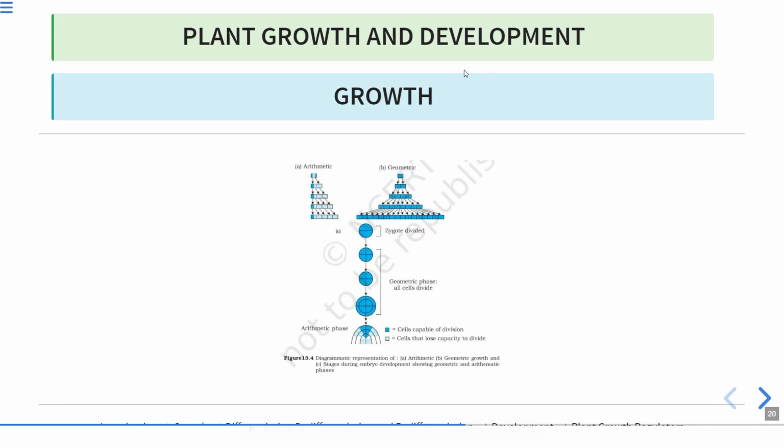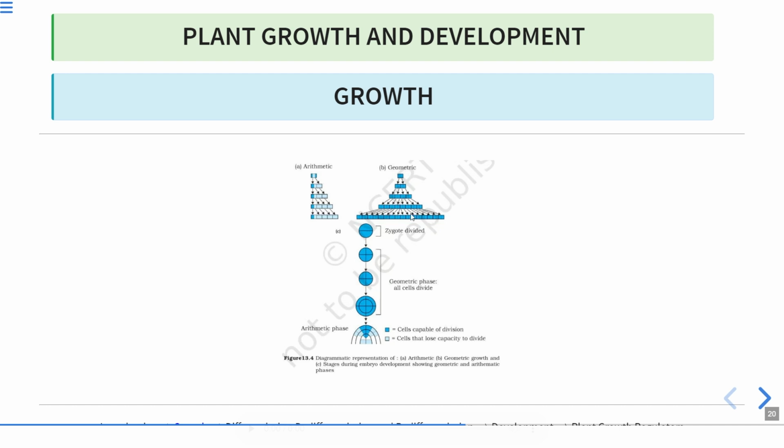Here you can see two forms. A is the arithmetic, and B is showing the geometric. In the case of geometric, one cell was there. It gave rise to two cells. Now each cell gives rise to two cells, so there are 4 cells, then 8 cells, and so on. So what do you deduce from this representation? In the geometric case, the number of cells keeps increasing.